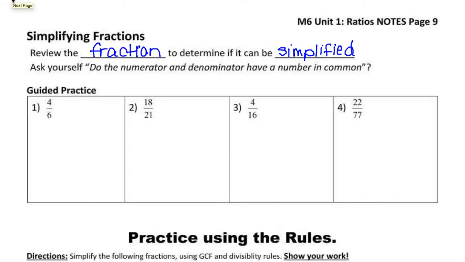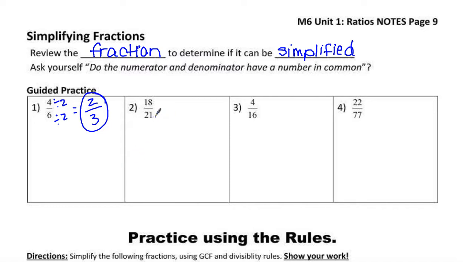All right, if we look at the top of the next page, we're actually going to use those rules. So we're going to practice simplifying fractions. So it says review the fraction to determine if it can be simplified. Ask yourself, do the numerator and denominator have a number in common? So if we look at number 1, the first question I always want you to ask yourself is, are both numbers even? In this case, 4 and 6 are both even. So I can actually divide this by 2, numerator and denominator. 4 divided by 2 is 2, 6 divided by 2 is 3. These are no longer even, they don't end in 5 or 0, and they cannot be divided by 3, so 2/3 is our final answer.